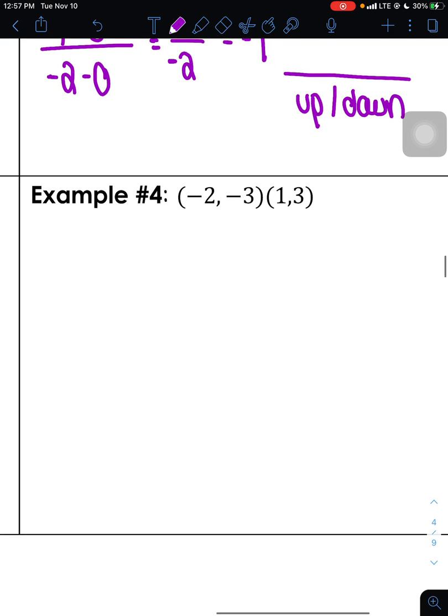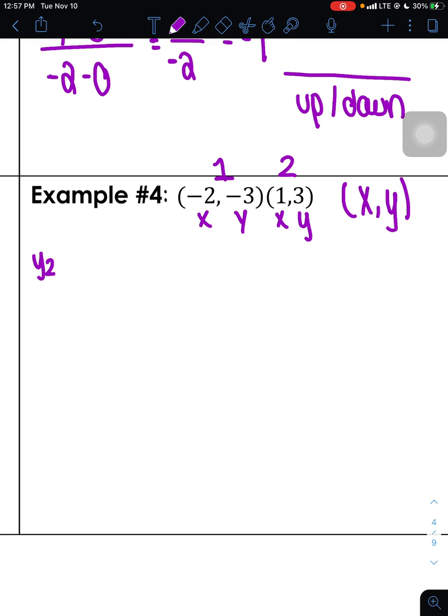So let's take a look at number 4. So we're going to do the same thing. I'm first going to just label point 1, point 2. Then I'm going to label this x, and I'm going to label this y. I'm going to label that one x, and I'm going to label this y, because I know the general format for a point is going to be x, y. And then I'm just going to refresh my memory with what the slope formula is. It's going to be y2 minus y1 over x2 minus x1.